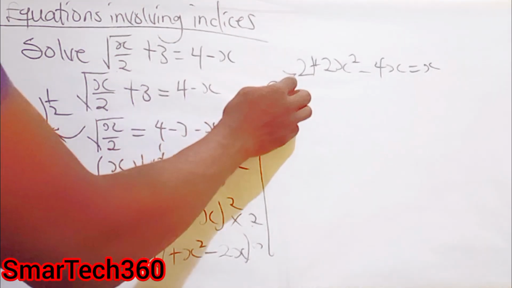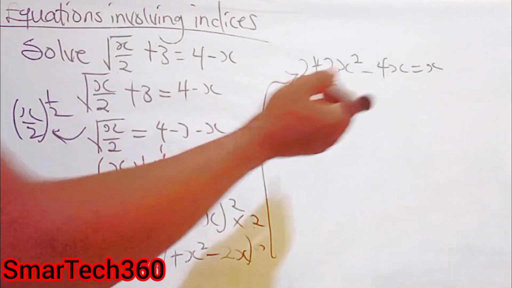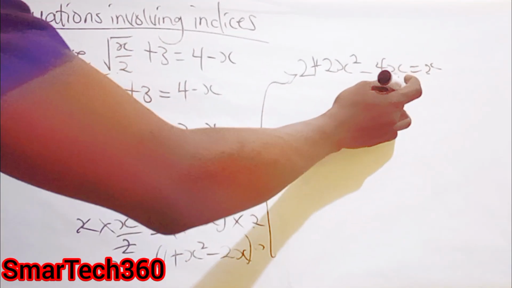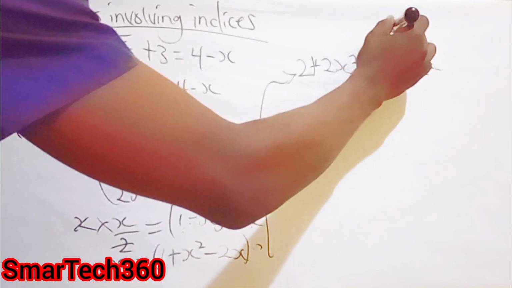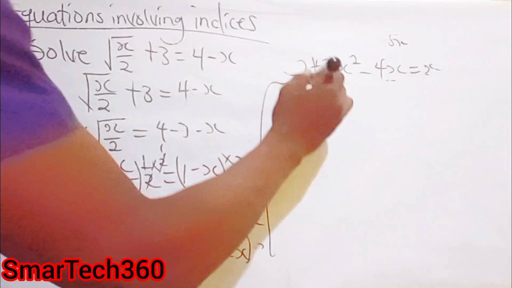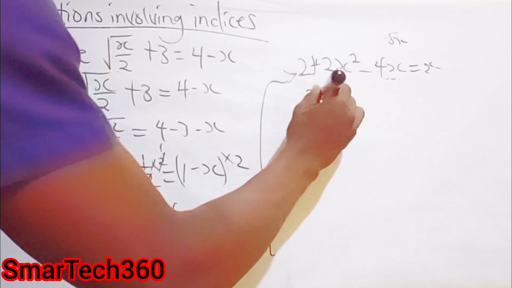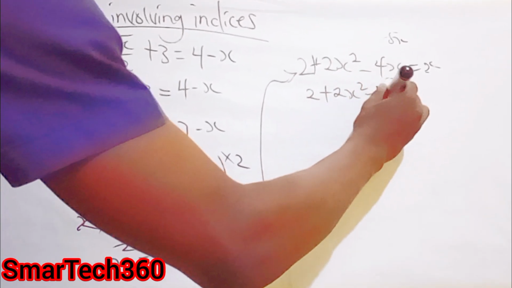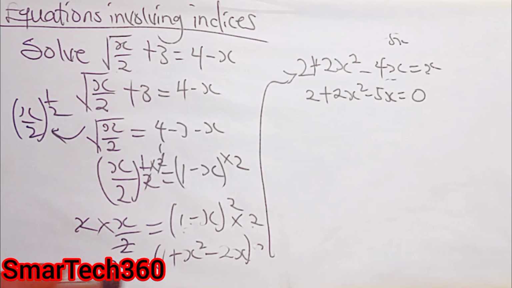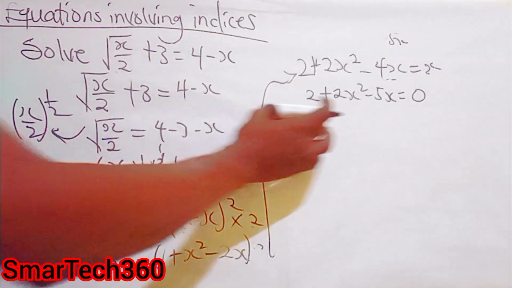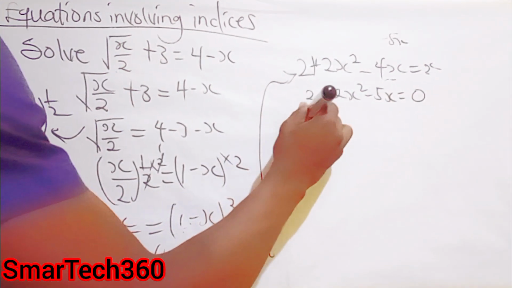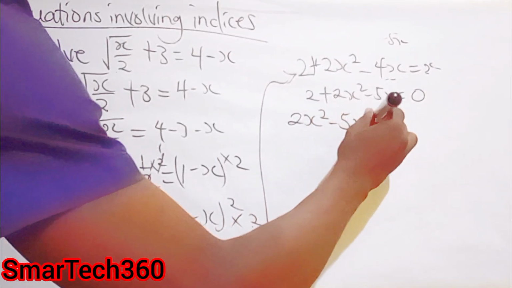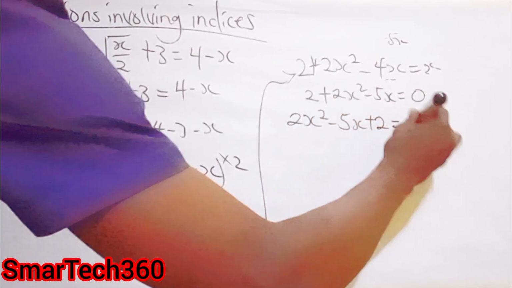Okay, so from here, realize that we have x here, we have x there. So we take it across the equal sign here, so it becomes minus 5x. So we have 2 plus 2x squared minus 5x equal to 0. Alright, so let's write this equation. That's 2x squared minus 5x plus 2 equal to 0.